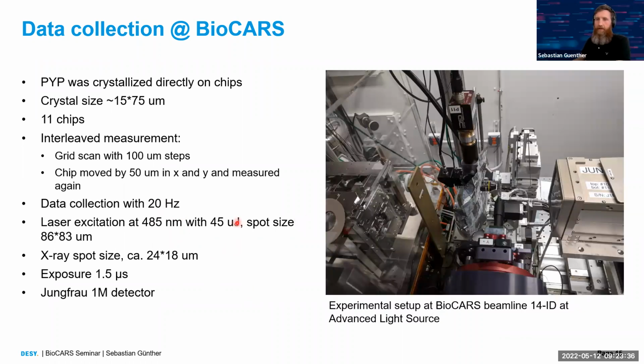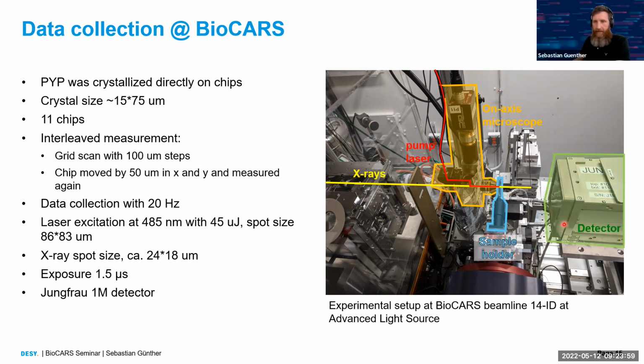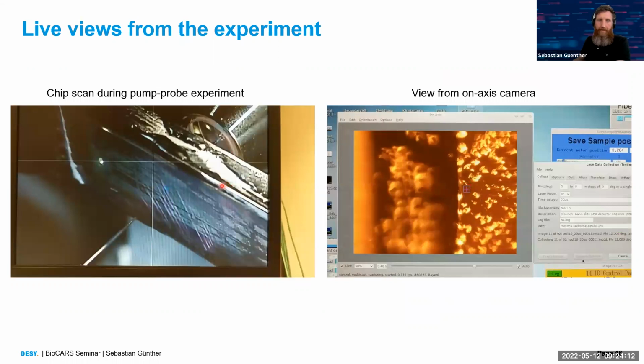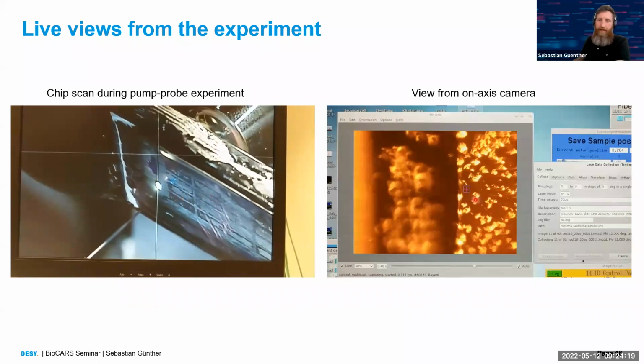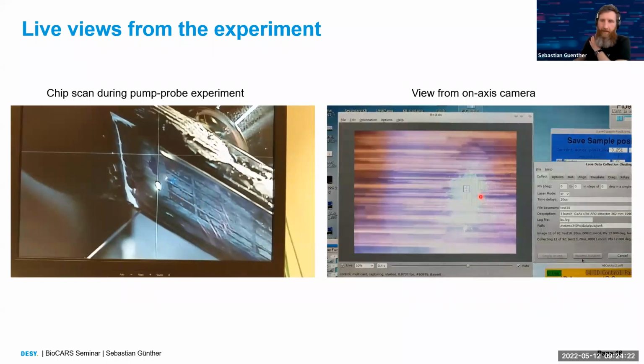And this is the setup, how it looked at BioCARS. Here we have our sample holder. We have the X-rays coming from the left. We have the on-axis microscope. We have here a fiber where the pump laser is coupled in, which is then collinear to our sample. Here we have our beam stop. And here's the detector. In this case, we didn't use the Rayonix detector from BioCARS, but we brought a Jungfrau 1M detector. Okay, these are just some videos from the data collection. As you see, the chip is scanned through, and this is the on-axis view.